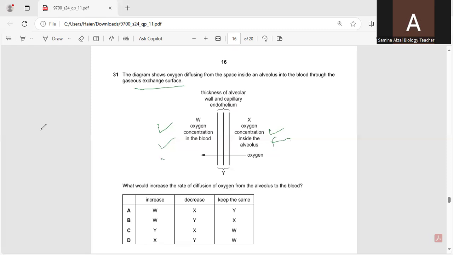So here you can say in the Y, it is decreasing as oxygen is moving from higher concentration towards the lower. So in this way, it will decrease at the point Y. So according to this, our answer A is not a correct answer. B again not, C not, and D is the correct option. That is, in X it will increase, and in Y it will decrease, and in W it will remain the same. So in this way, D is the correct option.